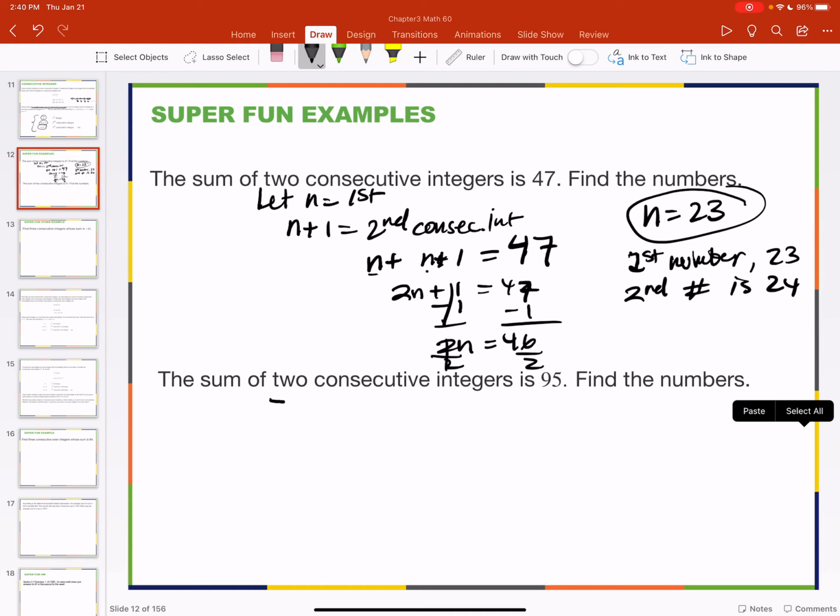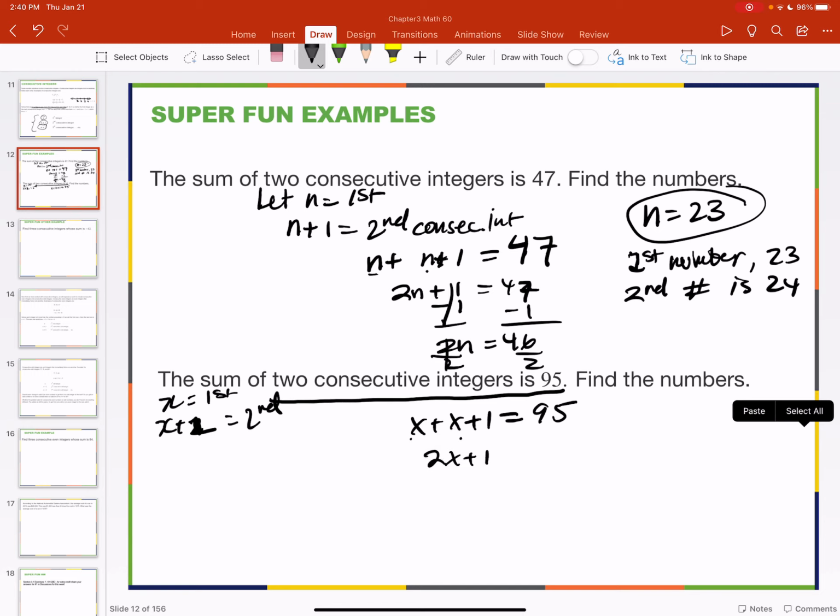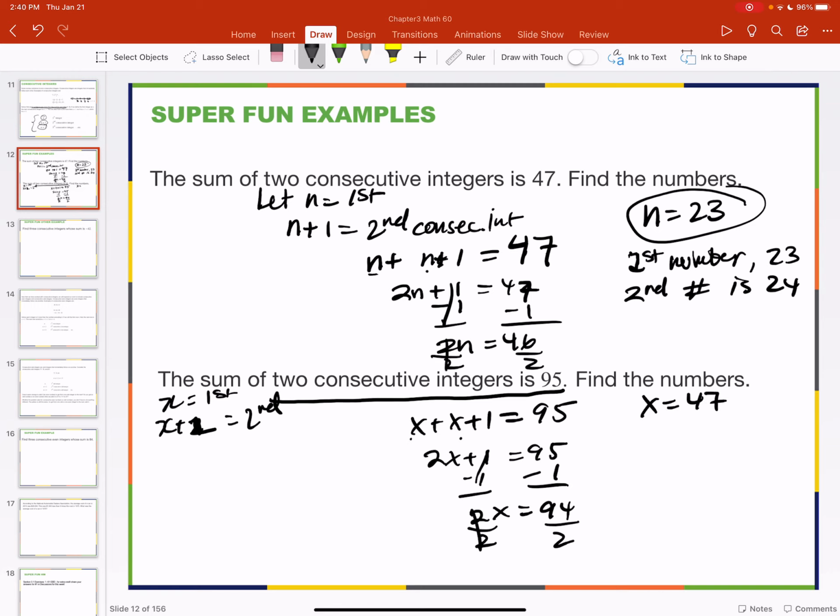The sum of two consecutive integers is 95. So again, let's say x is the first, and then x plus 1 is the second. So x plus x plus 1 is 95. So 2x plus 1 is equal to 95, and we're solving for x. We get 2x is equal to 94. Divide by 2, we get x is equal to 47. So the numbers would be 47 and 48, and you would circle this, because it says to find the numbers, not just one number.